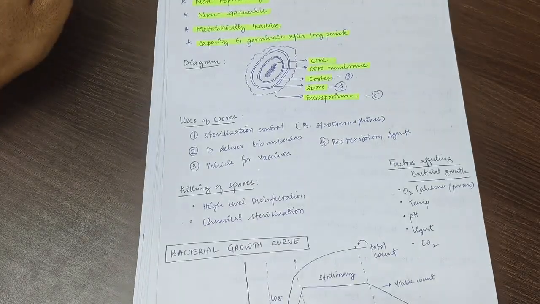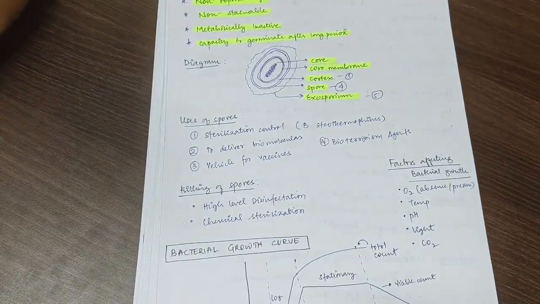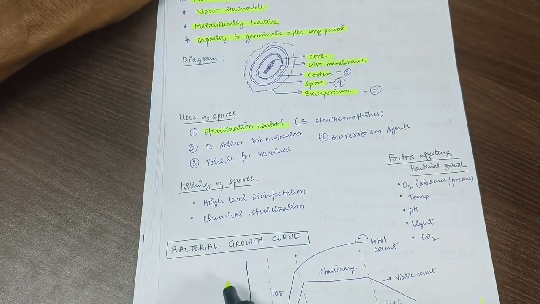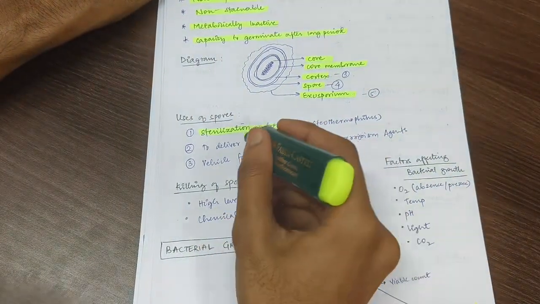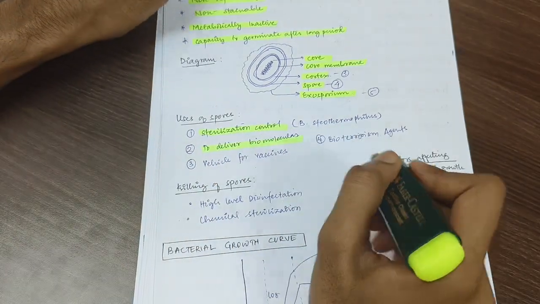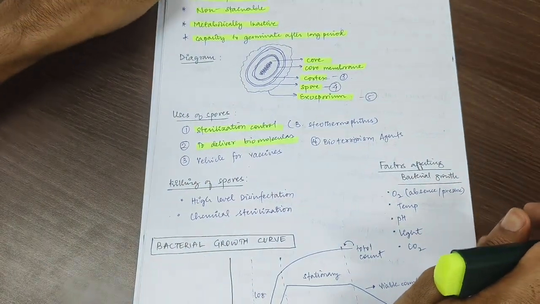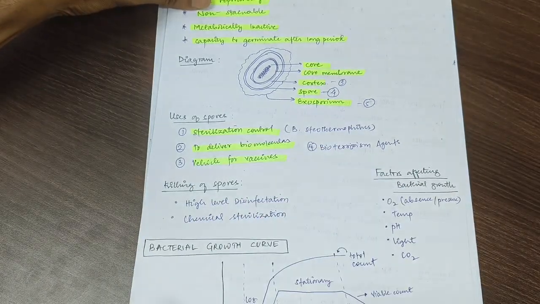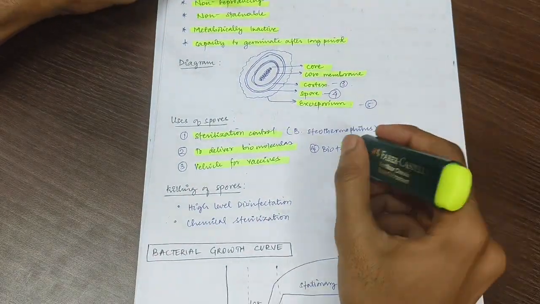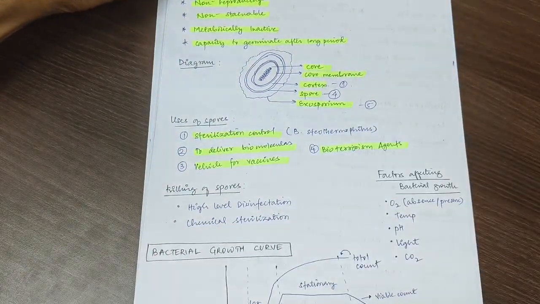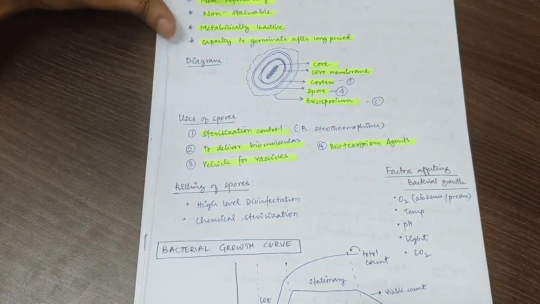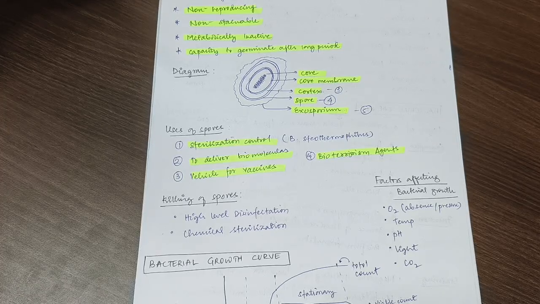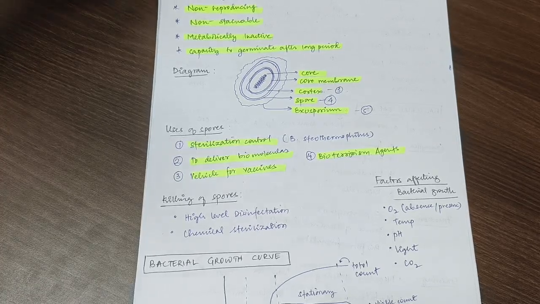Then uses of spores. Where are they used? Basically, spores are used in sterilization control. Then to deliver biomolecules. Then they act like a vehicle for vaccines. Then they can be used as a bioterrorism agent. I should not aggravate it because bioterrorism is not good. But these are used as bioterrorism agents.